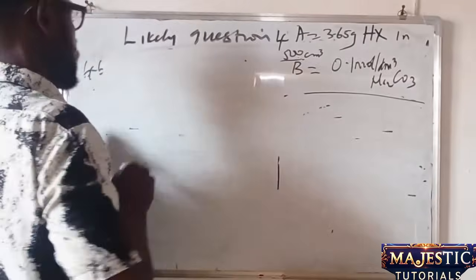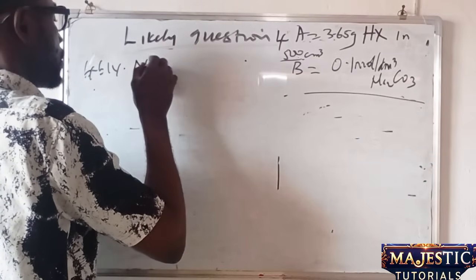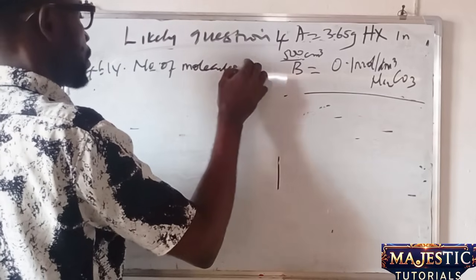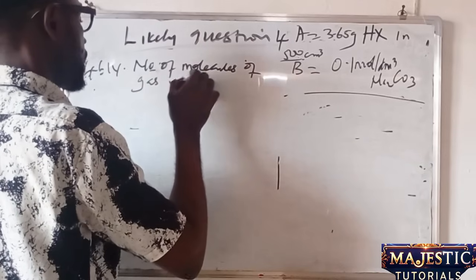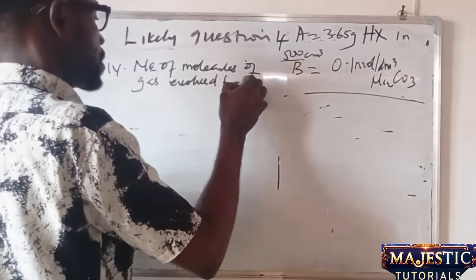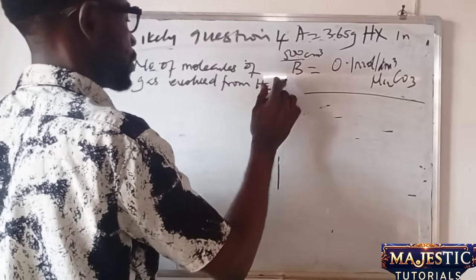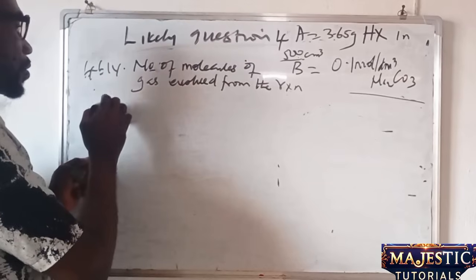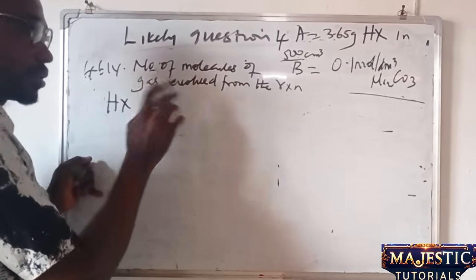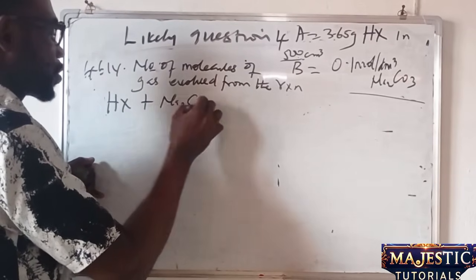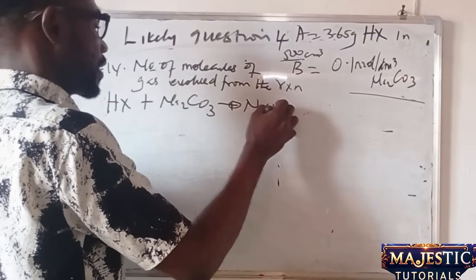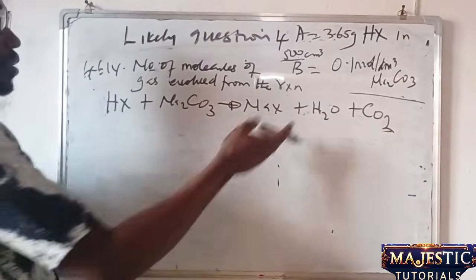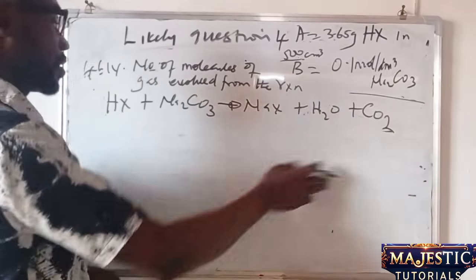So for 4b IV, number of molecules of gas evolved. The only gas evolved there is CO2 from the reaction. So you have to write the equation of the reaction, which is HX plus Na2CO3 to give us NaX plus H2O plus CO2. Anytime acid reacts with carbonate, it produces a salt of the metal, and water and CO2 is compulsory.